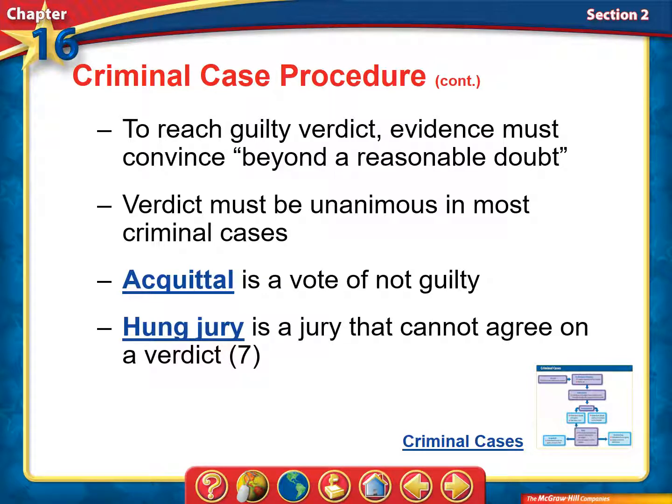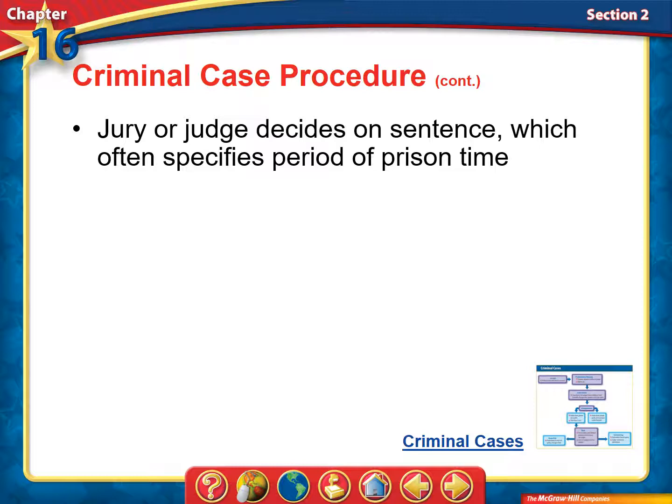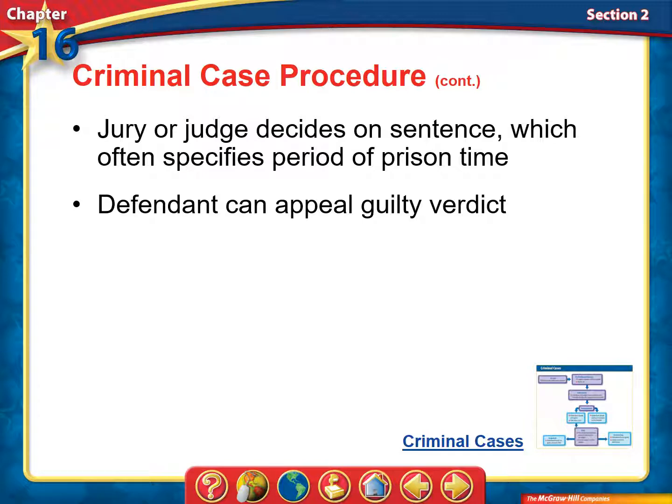A hung jury is when the jury can't make up their mind. If they can't agree on a verdict, once more, it's called a hung jury. If you are guilty, the judge or the jury may decide on the sentence, and then again you have the right to appeal.